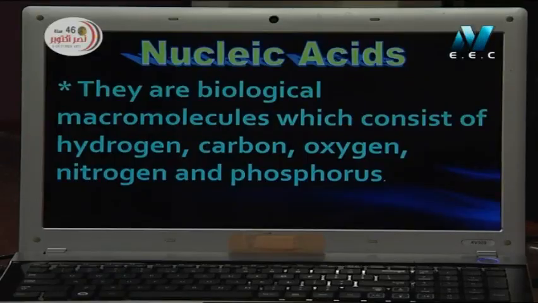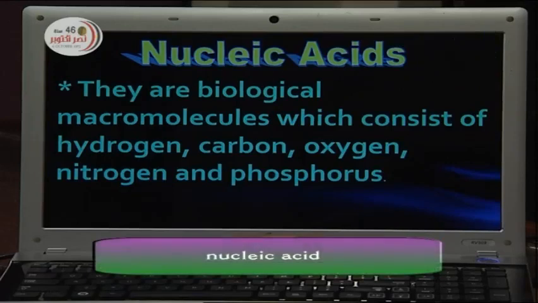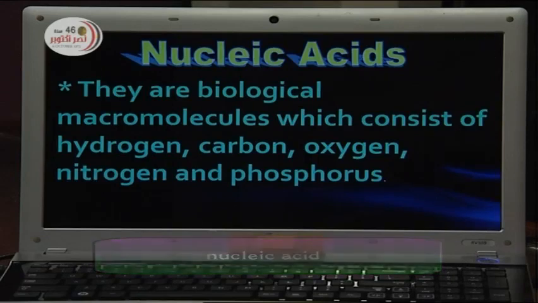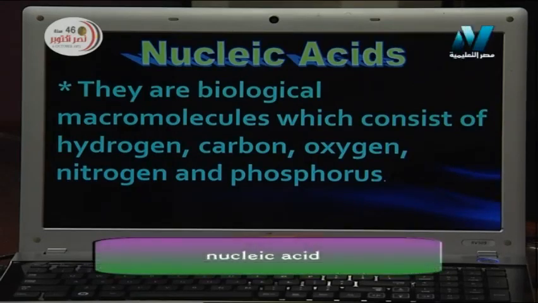Let's start to talk about the nucleic acid. It's a biological macromolecule which consists of hydrogen, carbon, oxygen, nitrogen, and phosphorus. We studied before carbohydrates, lipid, protein. Today we'll talk about the nucleic acid.